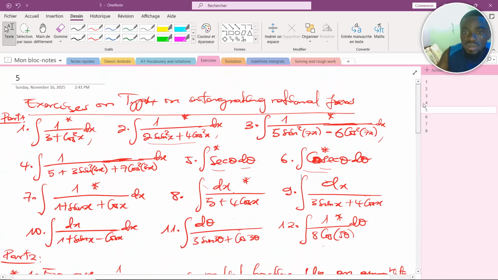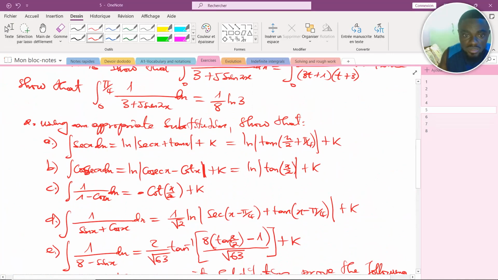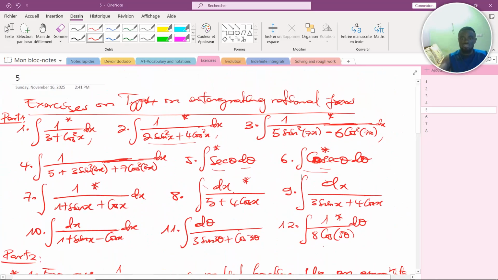For the other integral, cosec x, we know that the integral of this is ln of the absolute value of cosec theta minus cot theta. We shall also prove that ln of the absolute value of cosec theta minus cot theta must be equal to ln of tan theta on 2. You get what I'm saying? So in the next video, I'll do these two integrals.